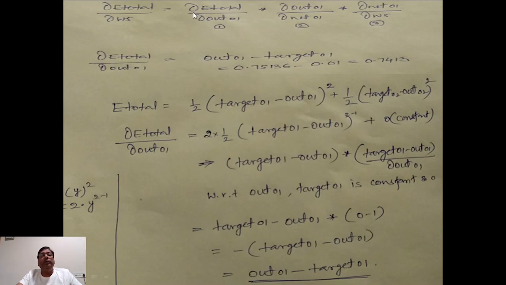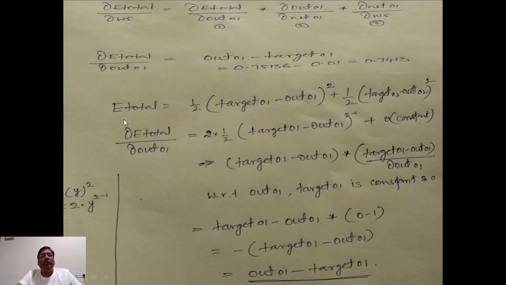Now, how are we going to calculate the value for E total upon out O1? That is, error total upon or with respect to out O1. So, partial differentiation of E total with respect to out O1 we want to calculate. And this, when you calculate, we get it as out O1 minus target O1 and so on. Now, the question that comes is, how is it that we could generate this with the help of this? So a small explanation over here is given to you in order to understand this particular step with clarity.